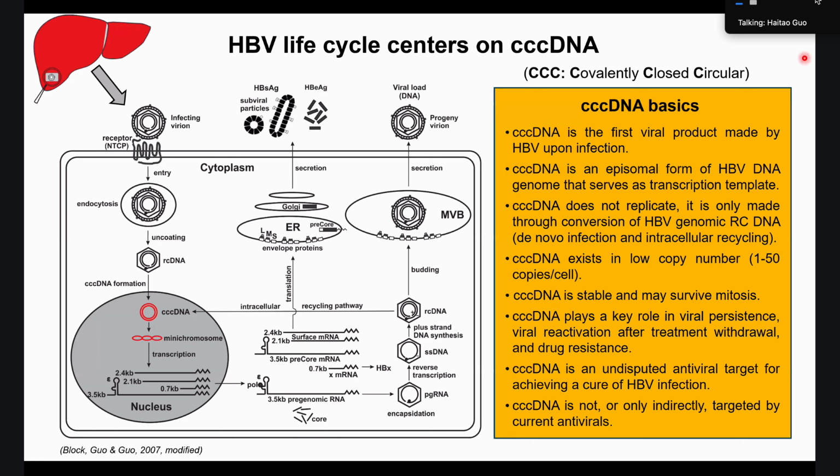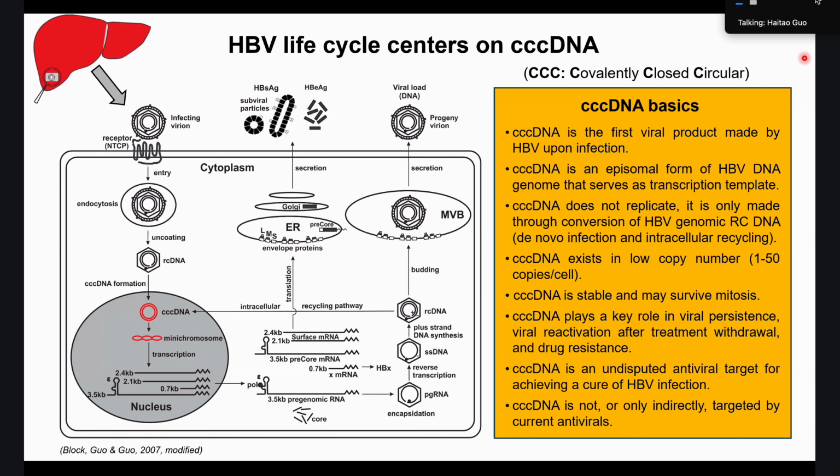So cccDNA is the first viral product made by HBV upon infection. This is a de novo synthesis of cccDNA. And cccDNA is the episomal form of the HBV DNA genome. It's a mini chromosome and serves as a transcription template. cccDNA itself doesn't replicate. It's only made through conversion of the HBV genomic rcDNA, either through de novo infection or the intracellular recycling pathway.